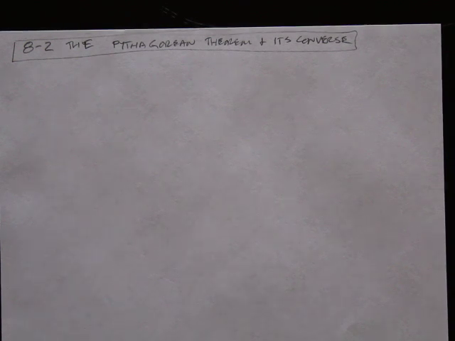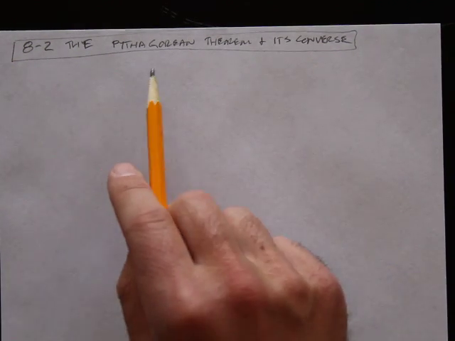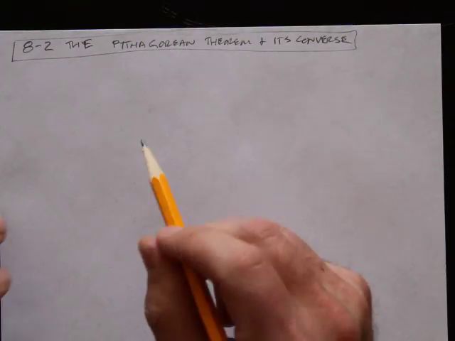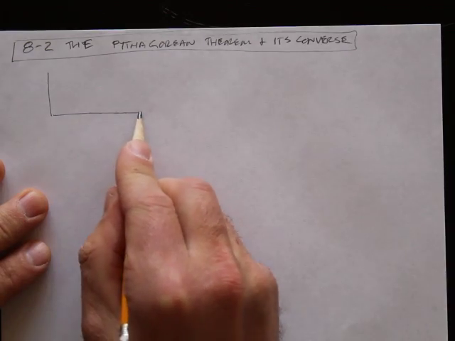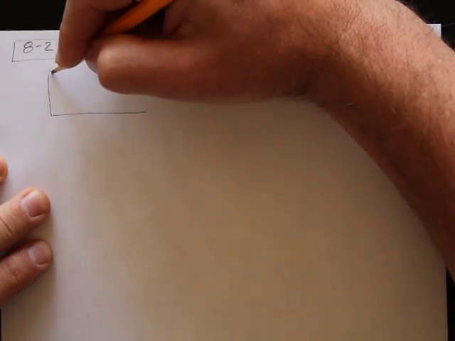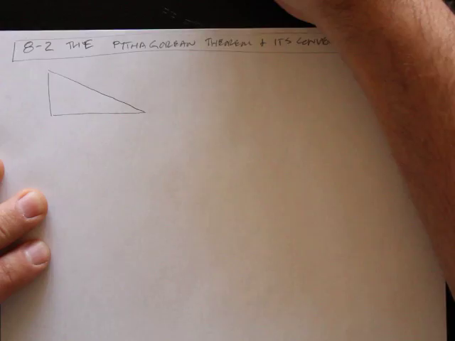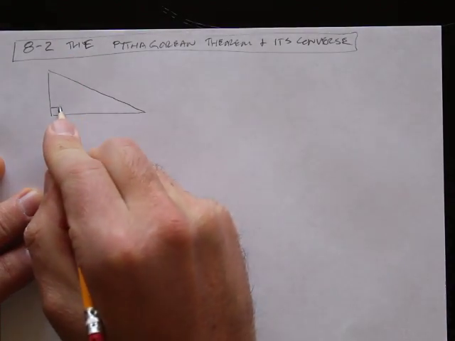All right, geometry 8-2, the Pythagorean theorem and its converse. So we're going to get right to it here. The Pythagorean theorem, some of you might remember from algebra, hopefully. If not, we're going to look at it right now.